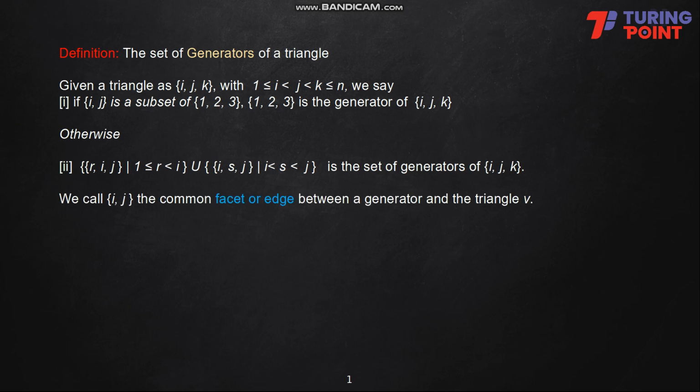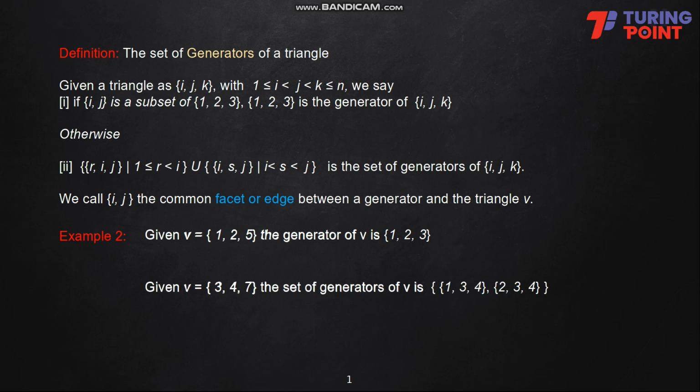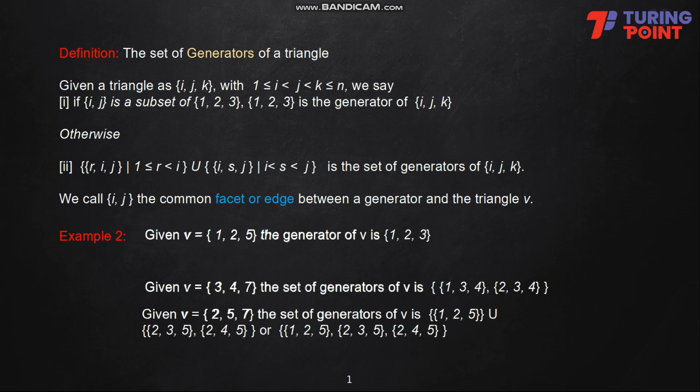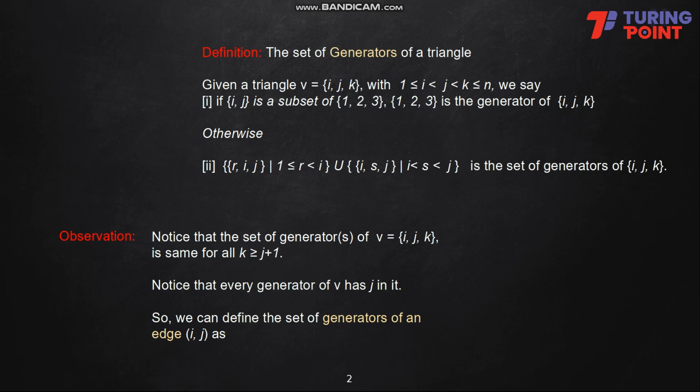Ij is also called the common facet between the generator and the triangle. Sure, you have gone through the examples to understand what we mean by the set of generators of a triangle. You would notice that the generators of V, ijk, is the same for all k greater than or equal to j plus 1.